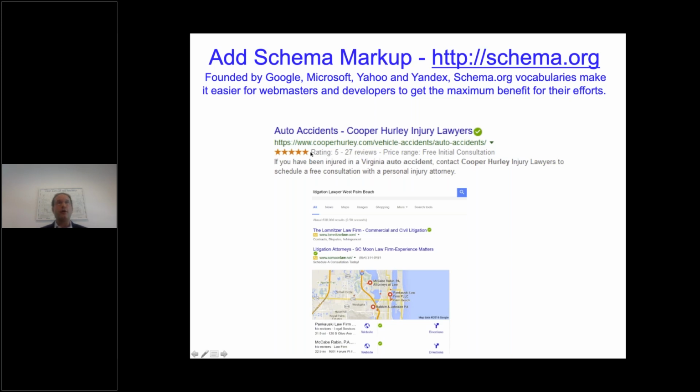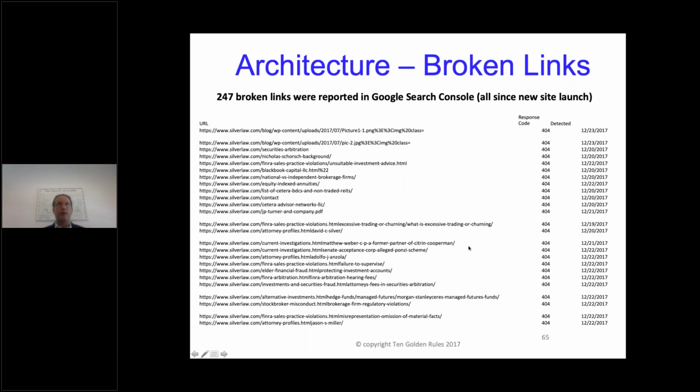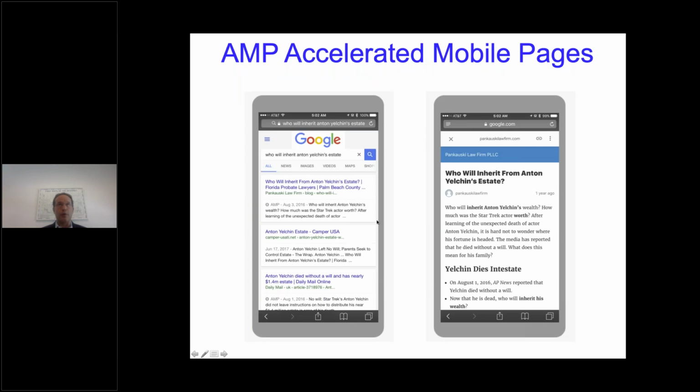But basically, if you include the schema markup, you have an opportunity for things like your ratings to come up in an actual Google search. It also is going to improve your map results that we talked about, the Google Maps at the top of those searches. And finally, you want to look for broken links. This report is typically going to come out of your Search Console. We found these for one of our clients, and then we went in and fixed all of these broken links. And I think the last thing we're going to talk about in architecture is AMP, or Accelerated Mobile Pages.